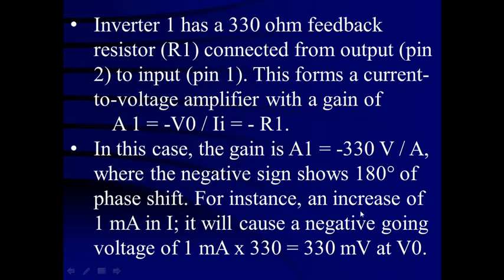For instance, an increase of 1 milliampere in input current will cause a negative going voltage of 1 milliampere into 330, equal to 330 millivolt, at V0 as the output voltage. That means if the input current is a positive going signal, the output voltage will be a negative going signal.